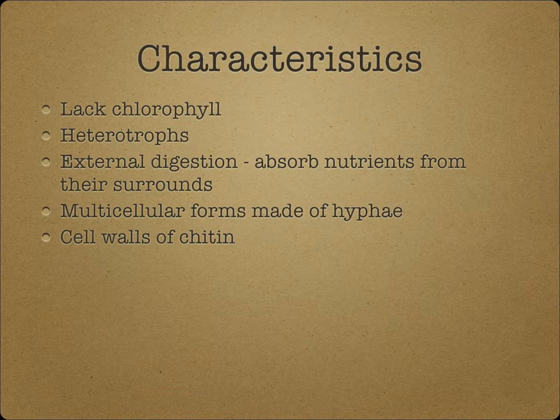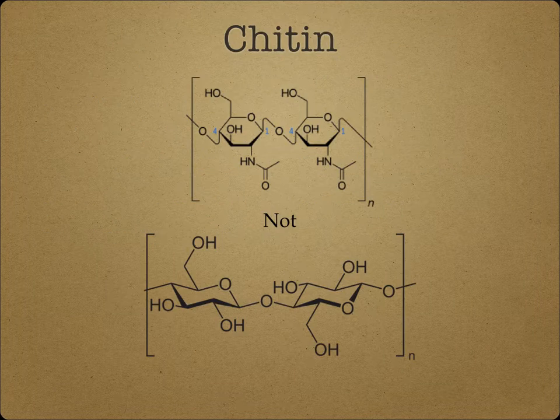Fungi is a kingdom of organisms that emerged from animals and vascular plants around 1 billion years ago. The characteristics that define fungi are their lack of chlorophyll, their heterotrophic method of getting energy, the fact that they absorb nutrients from around them, which is known as external digestion, the structure of their multicellular forms, which are made of hyphae, and finally, their cell walls, which are made of chitin.